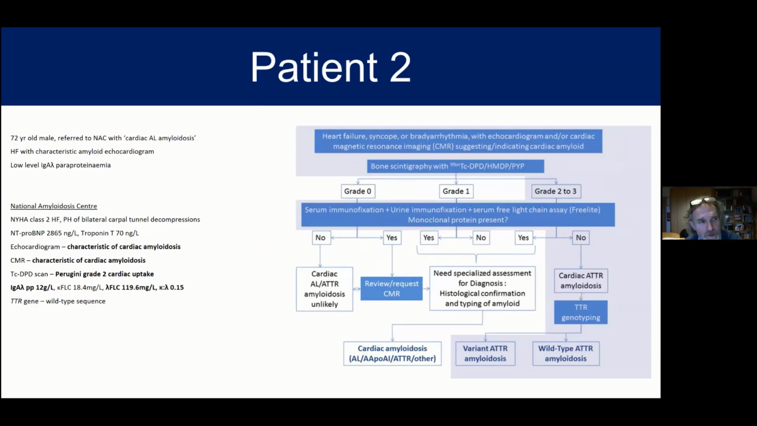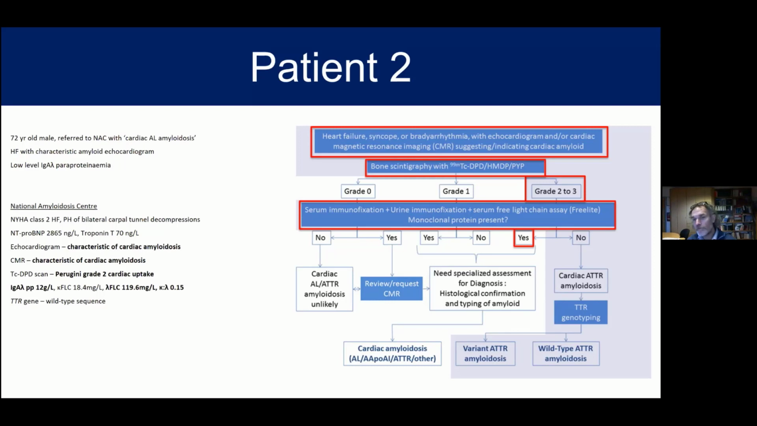This is another patient, a 72-year-old chap referred to us with cardiac AL amyloidosis in the context of a low-level IgA lambda paraproteinemia. We found him again to have elevated cardiac biomarkers and heart failure, and an echocardiogram and CMR that were characteristic of cardiac amyloidosis, a grade 2 DPD scan, but he did obviously have evidence of a plasma cell dyscrasia, an IgA paraprotein, and an elevated lambda light chain. So at that point, we need histology. He doesn't fulfill the non-biopsy diagnostic criteria.